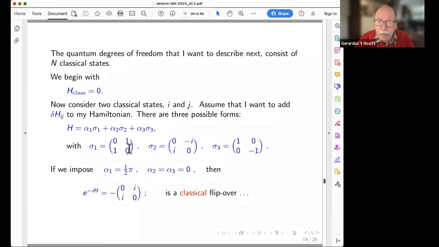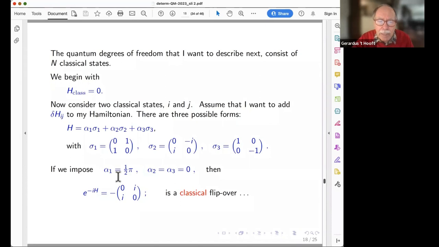But now I want to write a Hamiltonian that generates that flip. And the Hamiltonian is relatively easy to get. You have to take these Pauli matrices, but multiply them with a constant alpha, which is always 1/2 pi. It's not 1/4 pi, not 1/3 pi. It must be 1/2 pi.